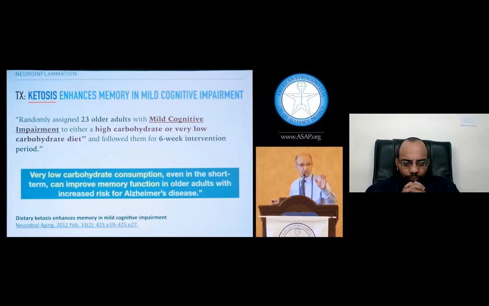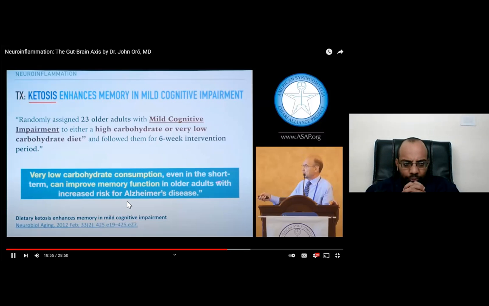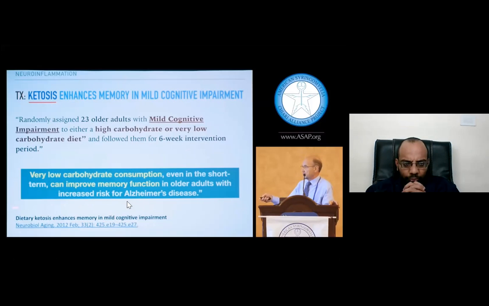Now, ketotic diet is specialized. I'm going to touch on it later on. I don't generally recommend it right off the bat. But ketosis enhances memory in mild cognitive impairment. Very low carbohydrate consumption can improve memory in Alzheimer's disease. And this is the study here.